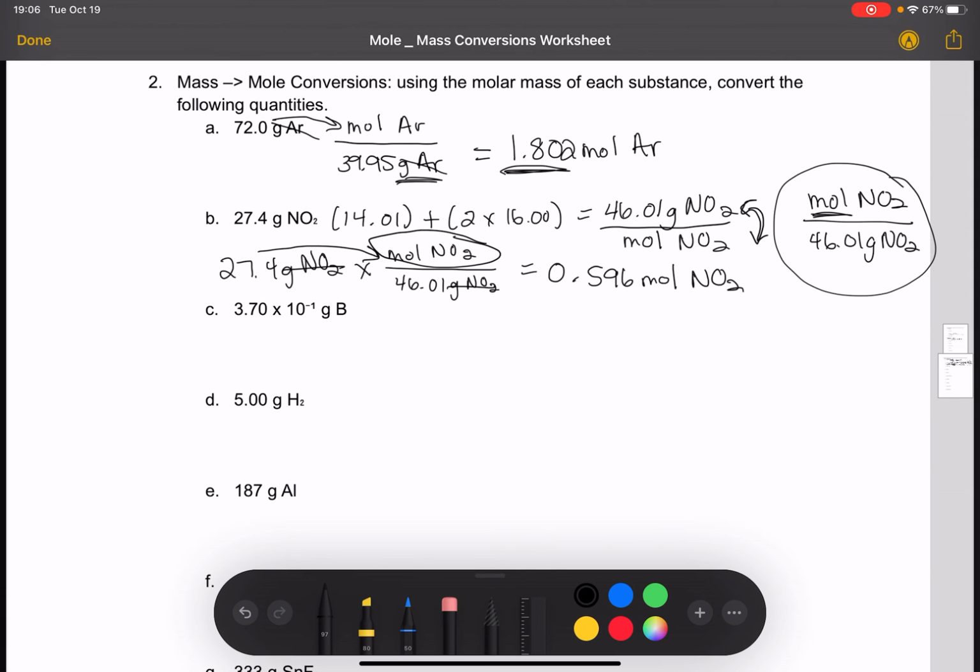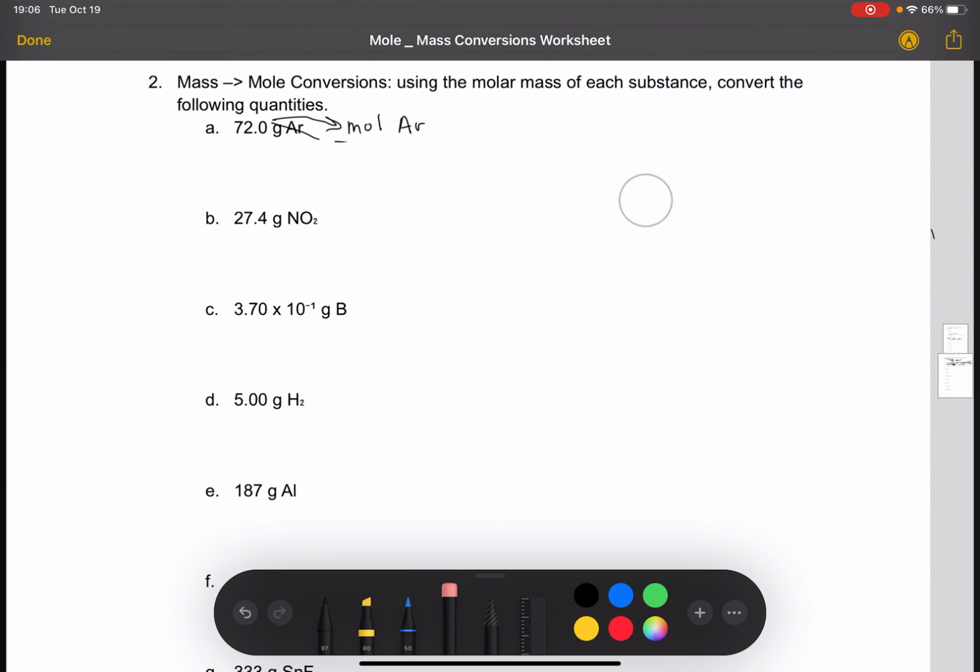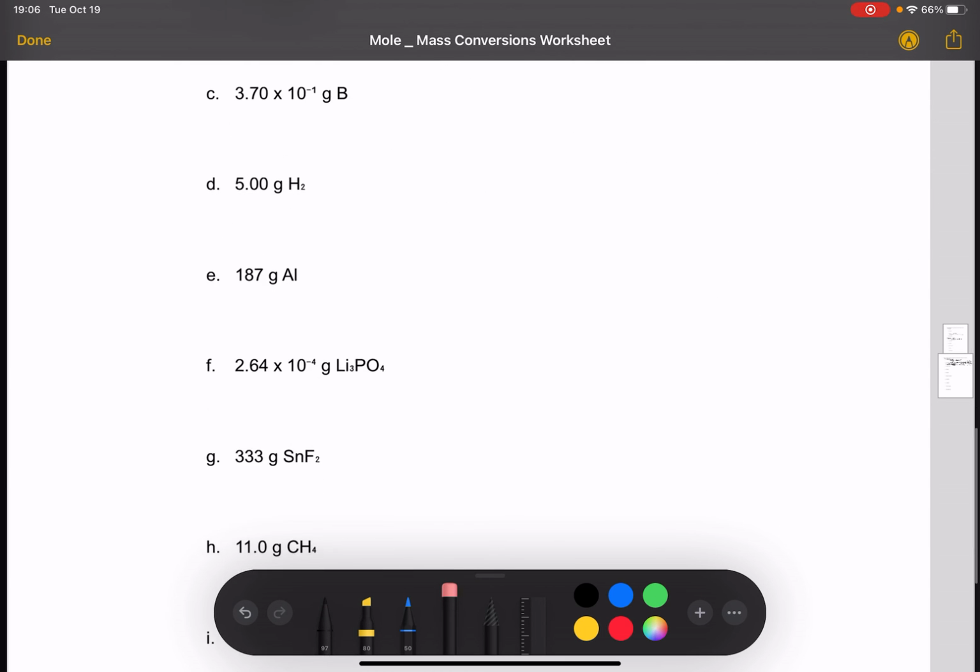All right, let's think about that logically. If there's 46.01 grams of NO2 in every mole, if we have less than that, then that's going to be less than 1, okay? I hope this is making sense to you. So let's erase that. We'll move on.